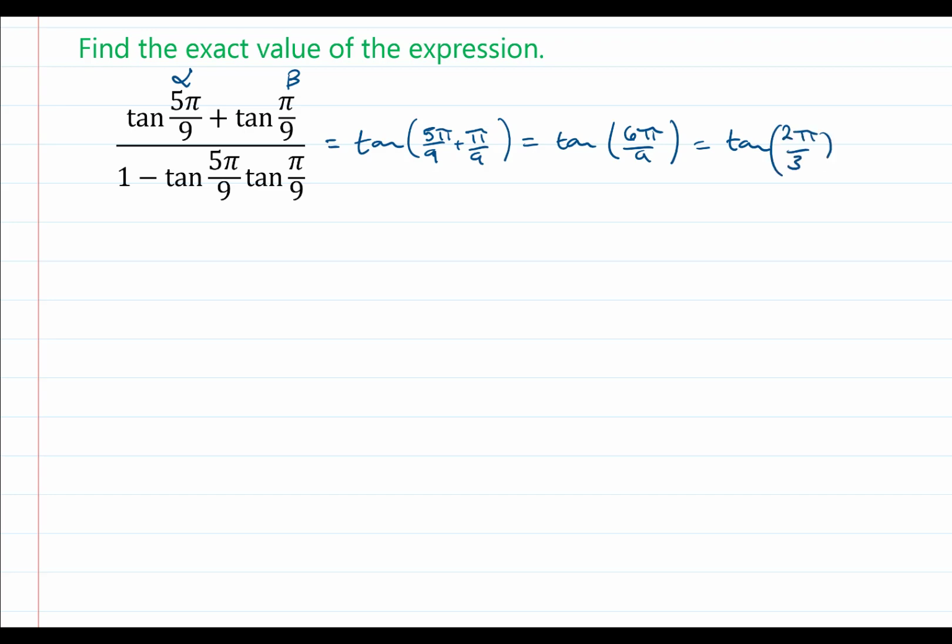Finally, we're going to go ahead and evaluate tangent of 2 pi over 3. And what we know is that tangent of 2 pi over 3 is equal to negative square root of 3.